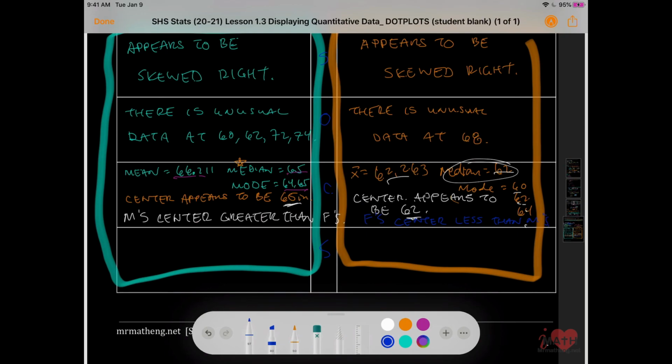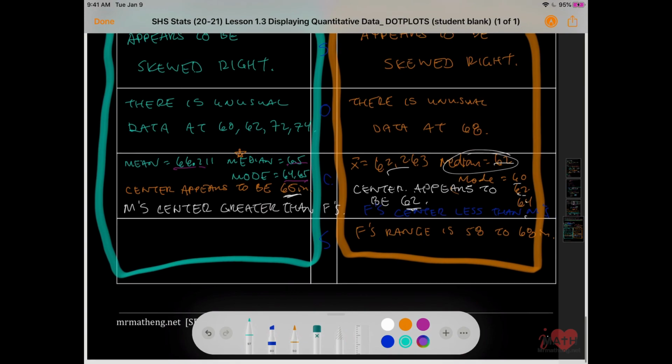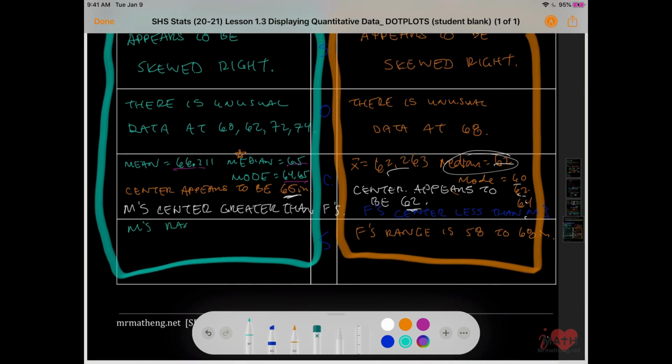Okay, S for spread. Let's finish this up. The female's range is the lowest number, which is 58, to the maximum, which is 68 inches. And then the male's range is 60 to 74. And then you can write some kind of statement. I'll just write one here to compare. The male's max height is what? Greater, less than, or equal to? Greater than females' max height. So those are our comparisons.